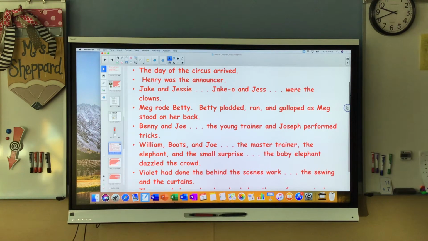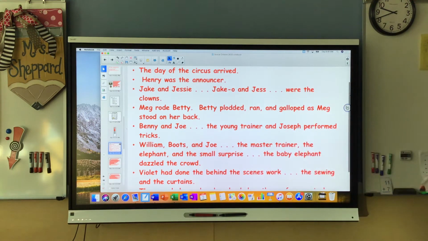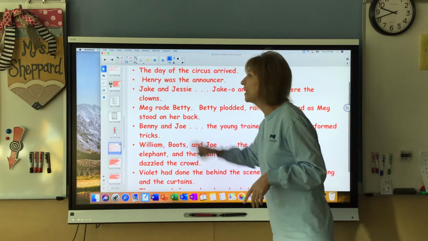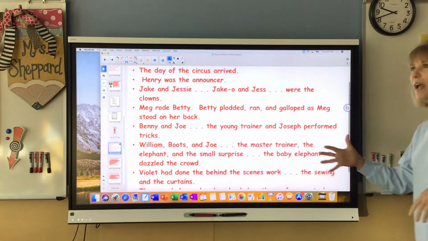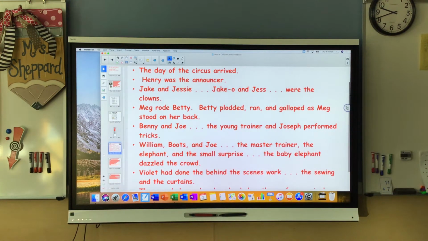Jake and Jesse, even though they were called Jake-O and Jess, were the clowns. Meg rode Betty. We know Betty's a cow. Betty plodded. That was that slow, heavy walk. Then she ran and galloped as Meg stood on her back. And I actually was able to show you that illustration of Meg standing up as she was riding on Betty's back.